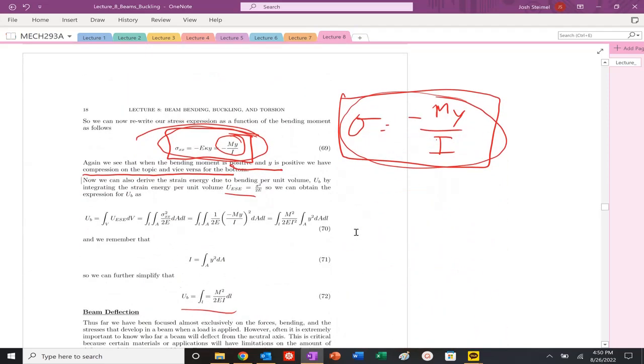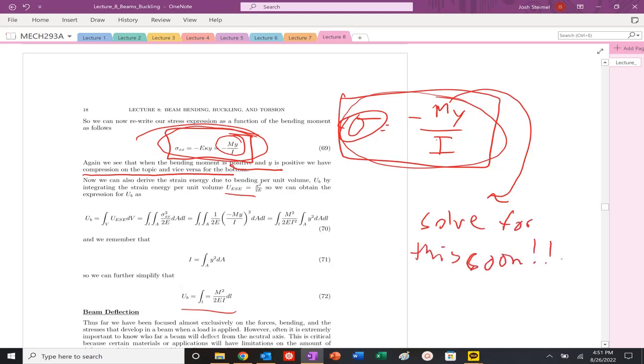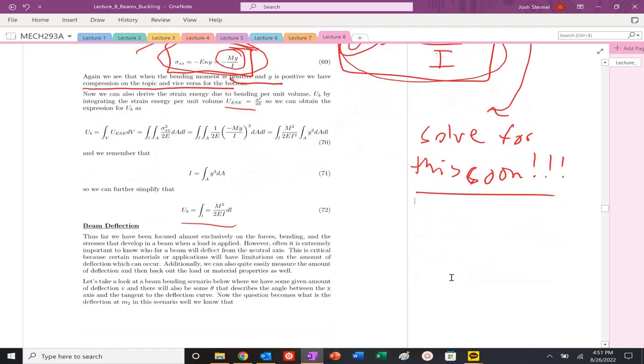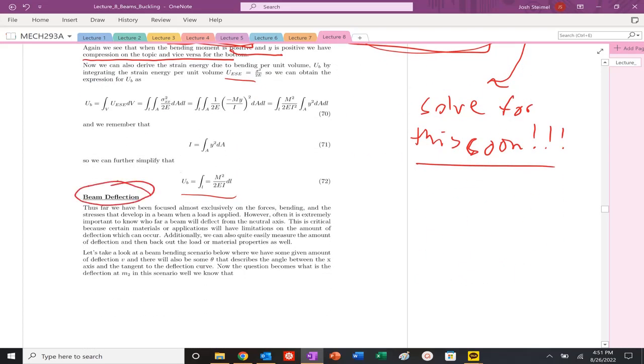But before we calculate stresses, one of the key factors that we are going to have to develop and actually solve for, our moment of inertia, we need to figure out beam deflection. And that is going to come soon. And by soon, I mean immediately, now in this next lecture.